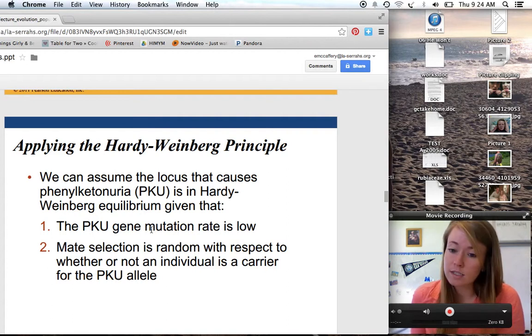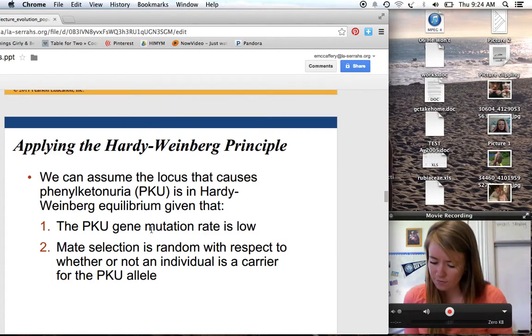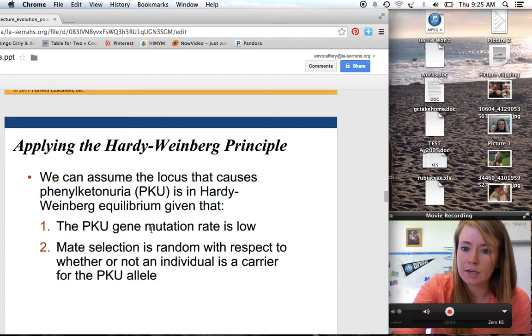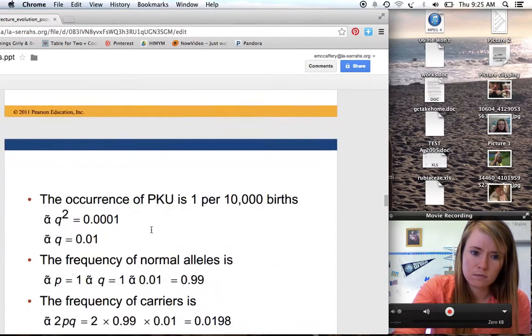So we can also measure or predict the amount of individuals carrying a specific allele for an inherited disease. So I have no idea how to say that word. Phenylketonuria, PKU, is a disease where you can't have phenylalanine. Basically, there's an amino acid that you can't eat, and so we can use this to predict the amount of PKU individuals in a population. You can read this in your textbook.